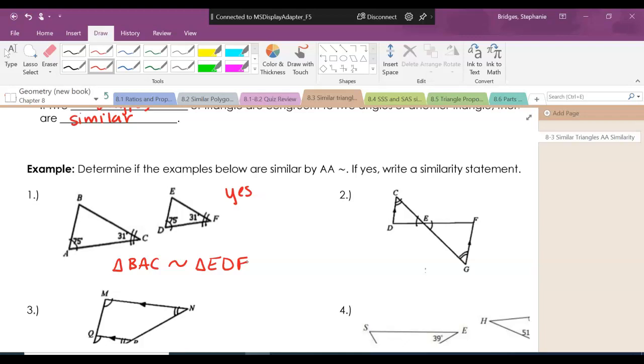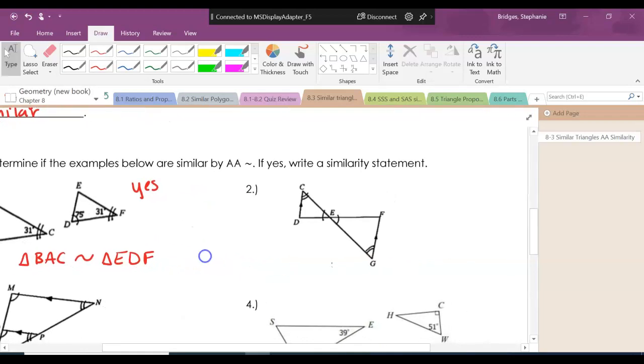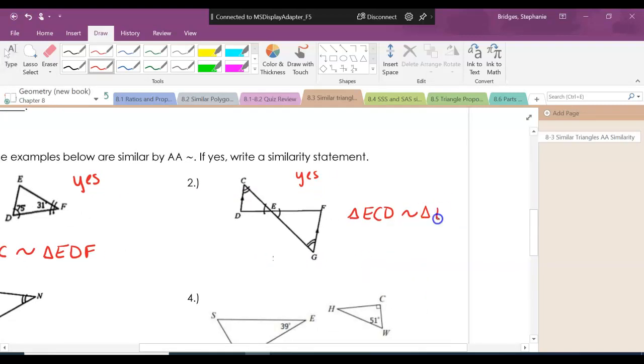What do you think? Do we have two pairs of angles marked congruent in number two? Yes. All right. So let's start by naming the left triangle. How do you want to call that left triangle? ECD. Okay. Now, you may not have listed yours the same. All that matters is that you put the angles in the same position. We'll talk about that once we name the second one. So if I said ECD, how would the other one be called? EGF. EGF, okay.